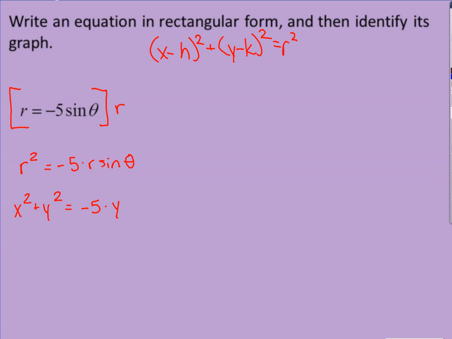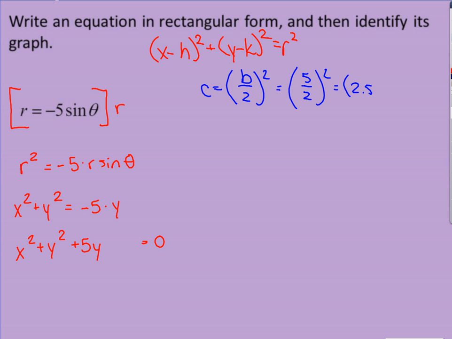Now we need to get this in the form of an equation of a circle. So I'm going to take everything to the left side. And we are going to have to complete the square with our y's. So we have x squared plus y squared plus 5y is equal to 0. Remember, when you are completing the square, we need to find our c value, which is b over 2 squared. Our b value is the value in front of the variable without an exponent. So in our case, it's going to be 5 over 2 squared, which is 2.5 squared, or 6.25. So we're going to add 6.25 to both sides of that equation.